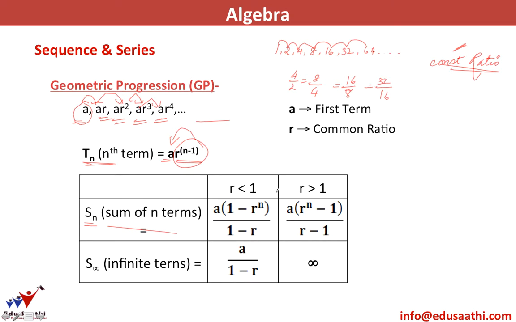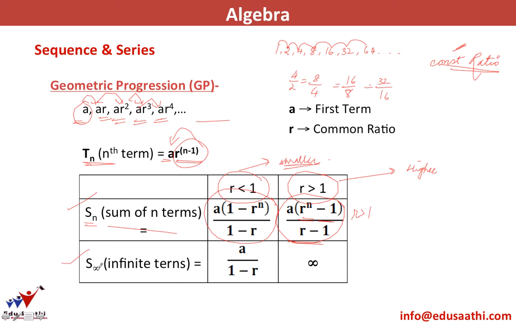The sum of n terms: the formula to be used will depend upon the value of r. That means whether the common ratio is greater than 1, a diverging GP where the terms are getting larger, or r is less than 1, where the further terms are getting smaller than the first term. So the sum of n terms would be given by a into 1 minus r raised to power n over 1 minus r if r is less than 1, and it is given by a into r raised to power n minus 1 over r minus 1 if r is greater than 1. So depending upon the value of r, I would use the sum of the terms formula.